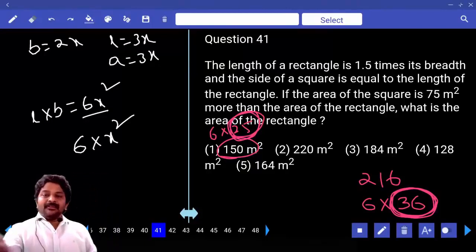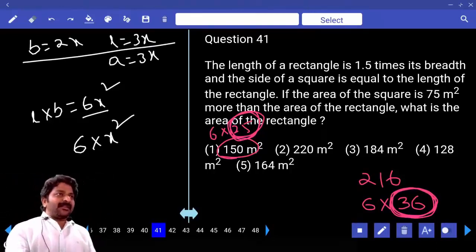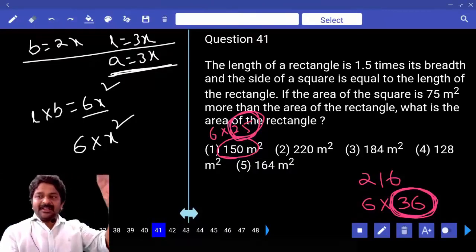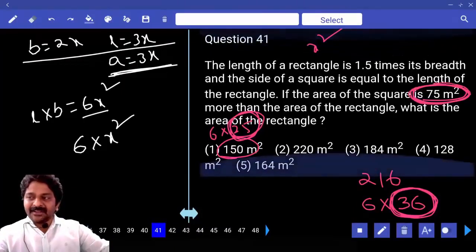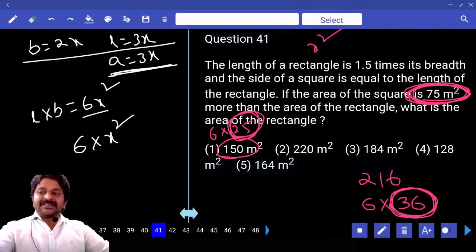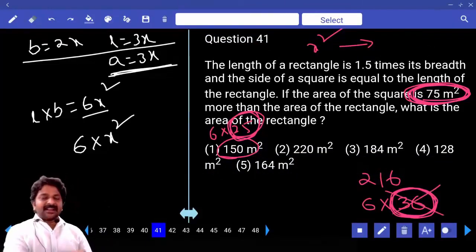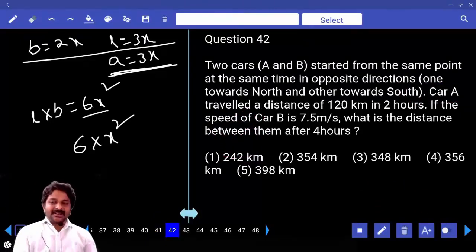How? When you take the area of the rectangle, you will get some number into x square. And when you take the area of the square, that is also some number into x square. The difference is in x square form, correct? Which is equal to 75. This is an odd number, right? If x square is odd, x is also odd. Hence 36 cannot be your answer. Got the point? Right. There are many conditions because of the number; he gave us such a number.